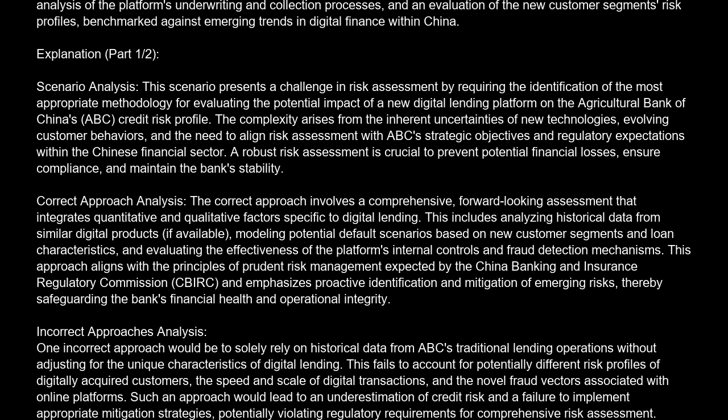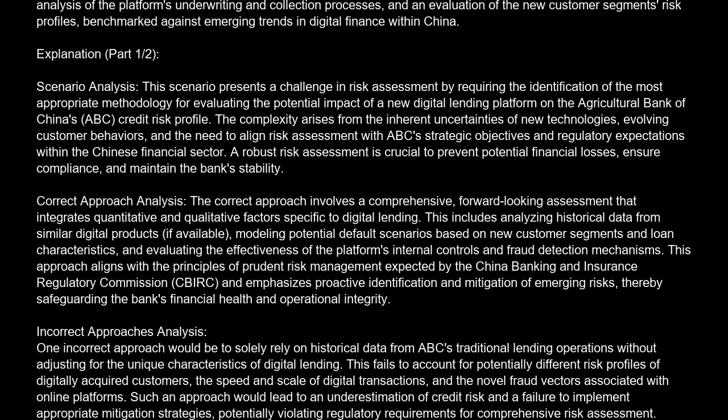Correct approach analysis. The correct approach involves a comprehensive, forward-looking assessment that integrates quantitative and qualitative factors specific to digital lending. This includes analyzing historical data from similar digital products, if available, modeling potential default scenarios based on new customer segments and loan characteristics, and evaluating the effectiveness of the platform's internal controls and fraud detection mechanisms. This approach aligns with the principles of prudent risk management expected by the China Banking and Insurance Regulatory Commission, CBIRC, and emphasizes proactive identification and mitigation of emerging risks, thereby safeguarding the bank's financial health and operational integrity.